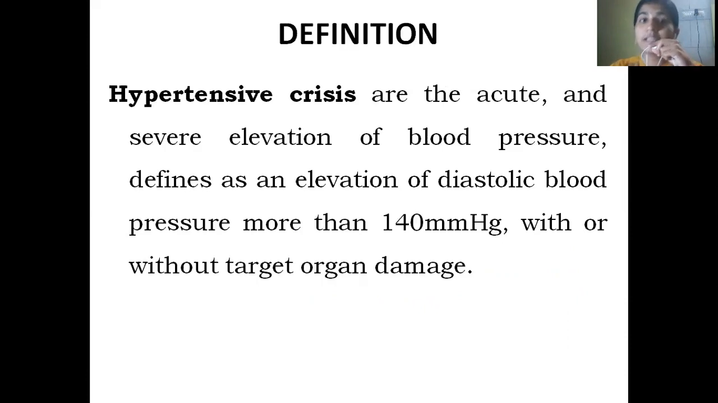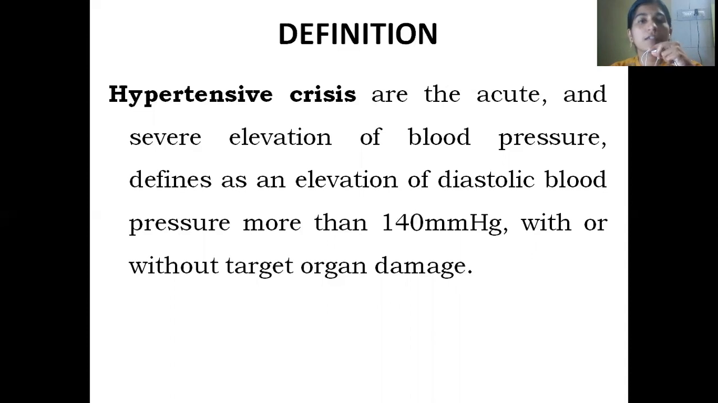So we can go to the definition of hypertensive crisis. It is an acute and severe elevation of blood pressure, defined as the elevation of diastolic blood pressure. That is very important. Here in the hypertensive crisis, we will concentrate on the diastolic blood pressure rather than systolic blood pressure, with or without target organ damage.